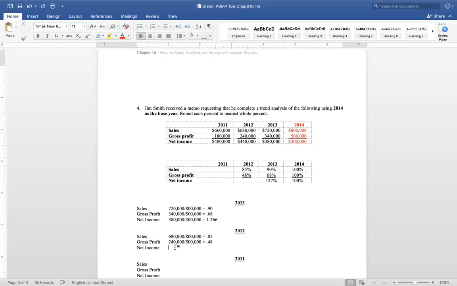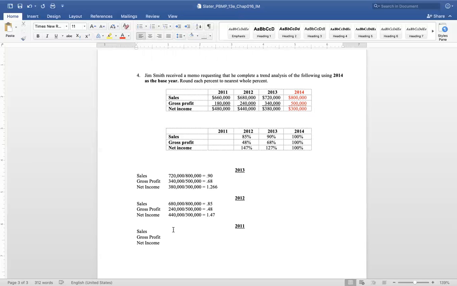Net income. Net income is $440,000 compared to our base of $300,000. Again, this one, the amount is larger than our base, so we expect it to be over 100%. 1.47, so it would be 147%. And really, all of these keep putting underlines, and they shouldn't because they don't add up. You have to calculate each one separately. 90% plus 68% doesn't equal 127. You have to calculate every single number.